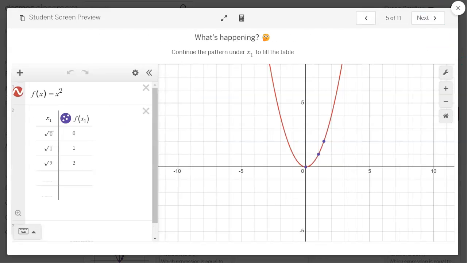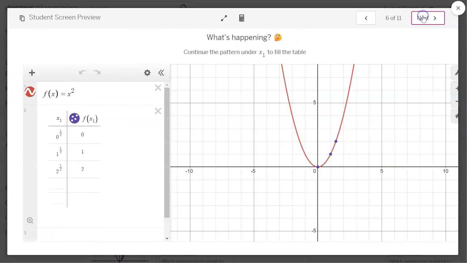Now in this one they're using a pattern to make a discovery, or at least I hope they make a discovery. The square root of 0 is 0, the square root of 1 is 1, the square root of 2 comes out to be 2, so what's going on here? Hopefully they notice when you square these numbers on the left you get the numbers on the right. Continue the pattern in the table.